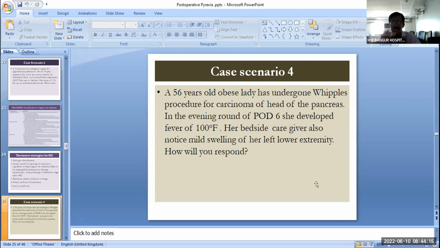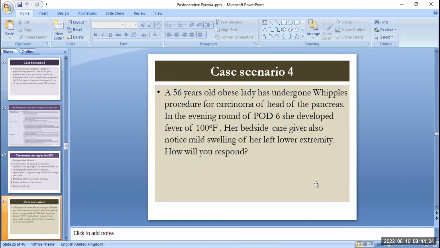Now then, you have a suspicion of deep vein thrombosis. You cannot say clinically that the patient has deep vein thrombosis. You have a suspicion of deep vein thrombosis, so I have to do labs in the evening round, not in the morning round. Okay, sir.